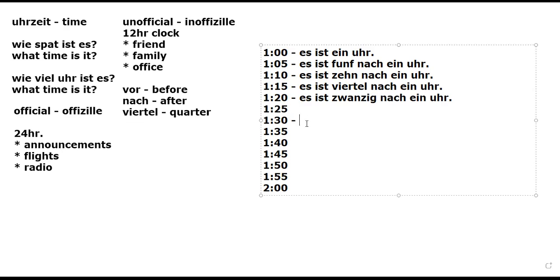Okay. So let's go with 1:30. As is. So 1:30 is half of 2. And 2:30 is half of 3. So according to this, 3:30 is half of 4. And if there is 6:30, half of 7. So it is 1:30, half of 2. So how can we say? There is no nach, no before, no after. Simply say as is halb zwei Uhr. That's it. It is half 2.